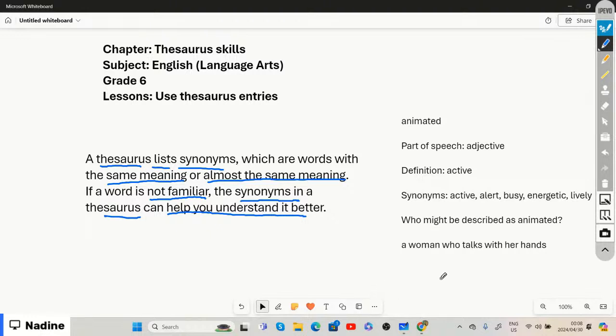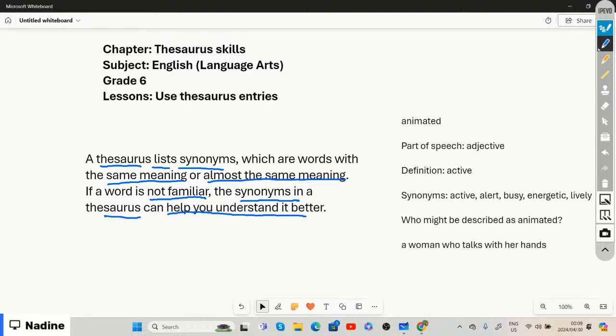All right. So if we look at a few thesaurus entries, remember, a thesaurus entry will basically give you the word. It will give you the part of speech. It will specifically tell you if it is an adjective, a verb, a noun, an adverb, and so on. It will also give you the definition, but just a brief definition. It's not going to give you a long definition like you'll find in a dictionary.